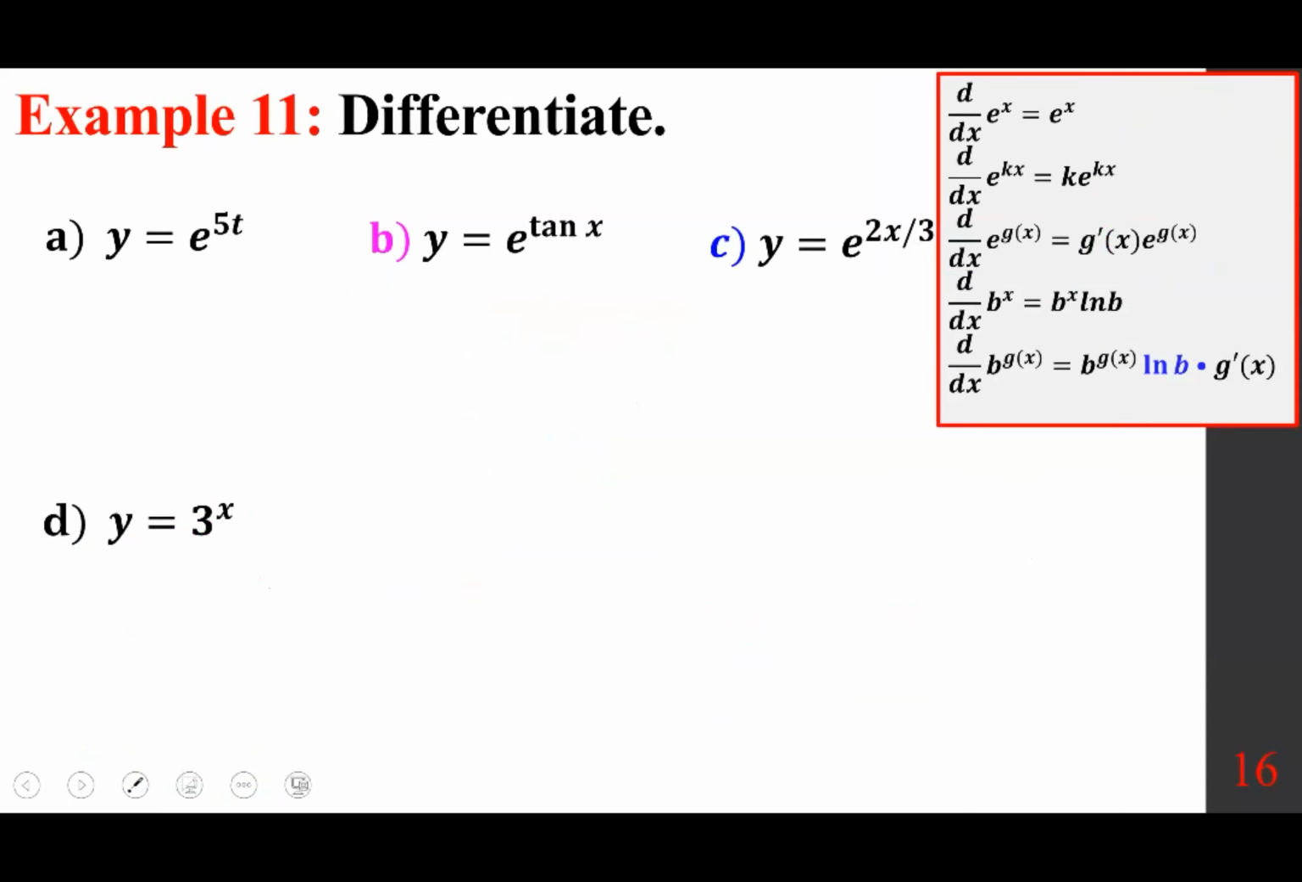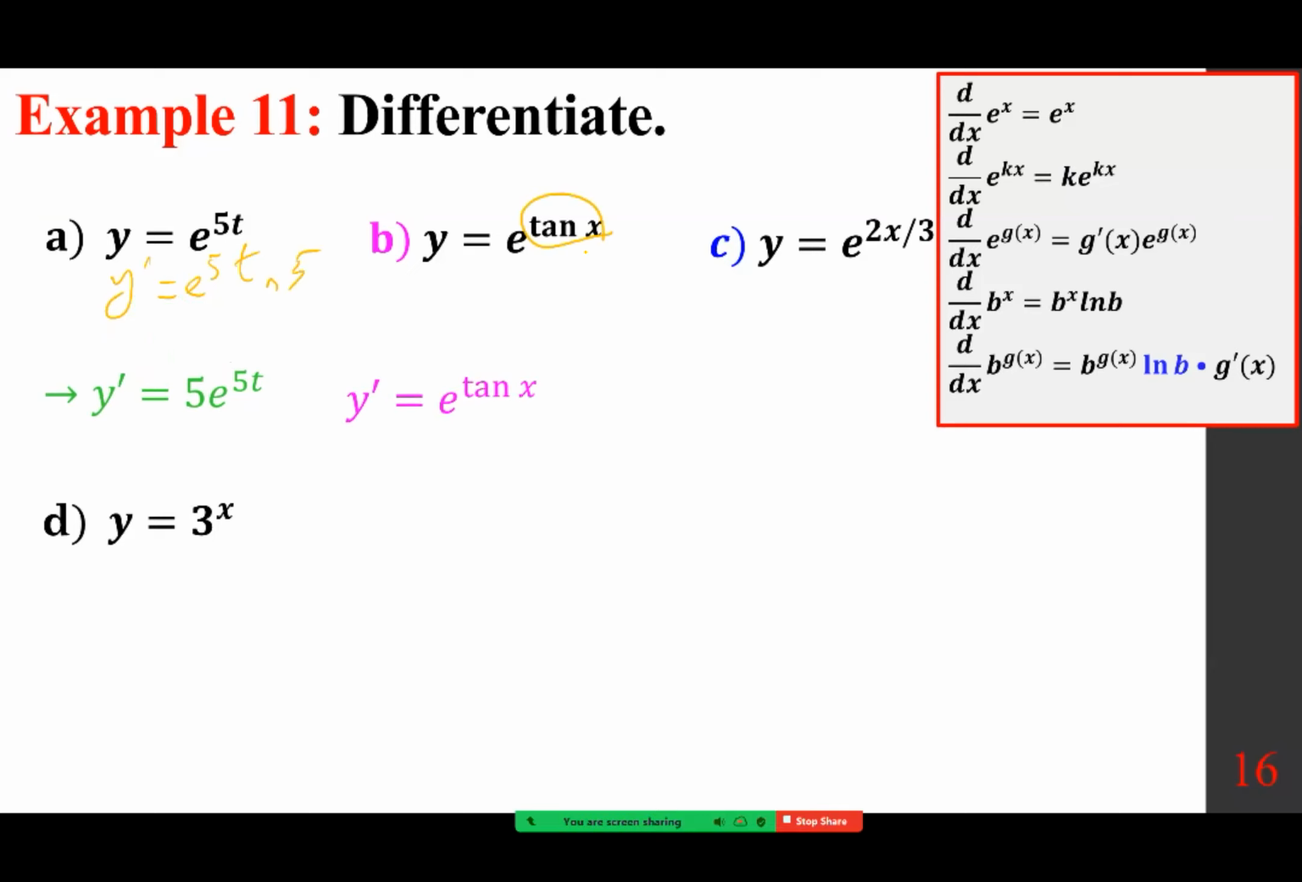We're going to differentiate exponential functions. And remember, the derivative of e to the power of x is itself. If it's e to the power of kx, it's itself times k. So this one would be itself times 5. The next one would be itself, e to the power of tan x, times the derivative of tan x, which is secant squared, and you're done.